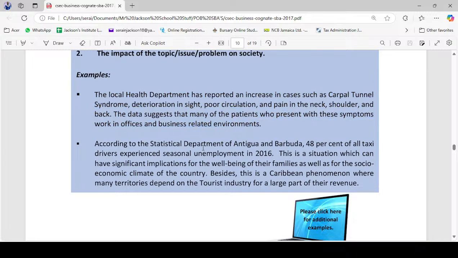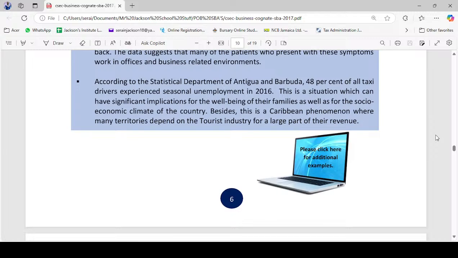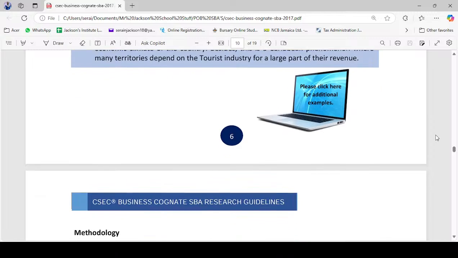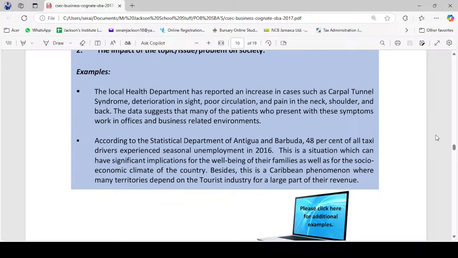Another one, according to the Statistical Department of Antigua and Barbuda, 48% of all taxi drivers experienced seasonal unemployment in 2016. And this is a situation which can have significant implications for the well-being of their families as well as for the socio-economic climate of the country. Besides, this is a Caribbean phenomenon where many territories depend on tourism or the tourist industry for a large part of their revenue, right? So this is really how you show that it impacts the society, right?